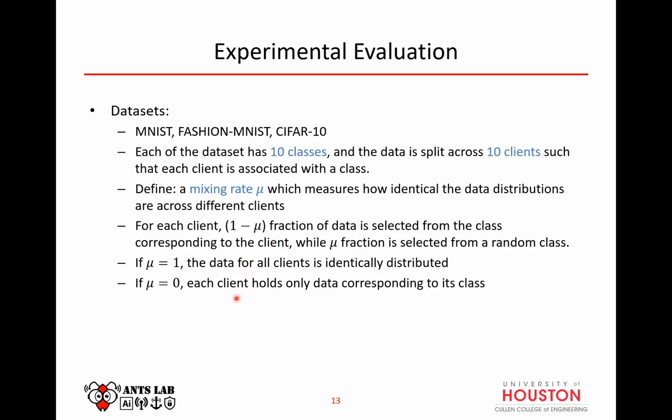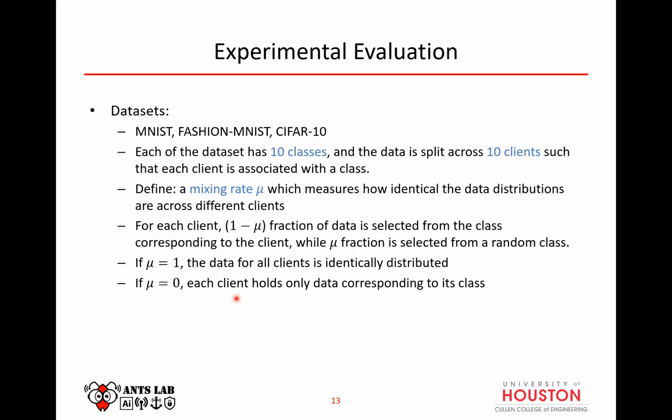And at the other extreme, if you make mu equal to 0, the client holds data only corresponding to its own class, which means it's highly non-IID. What do you mean by each client only holding data corresponding to its class? Because in this data set, the clients and the classes are not identical, right? Like for MNIST, you have classes from 0 to 9. But for clients, if mu equals 0, do you mean each client only has one class?